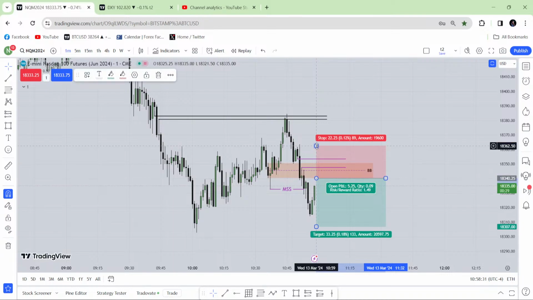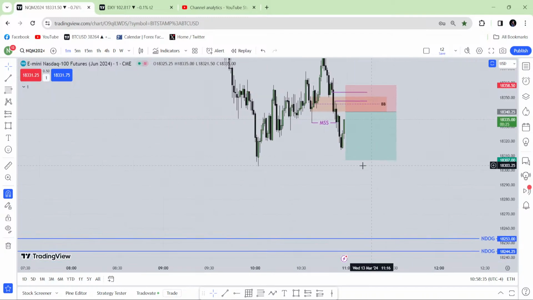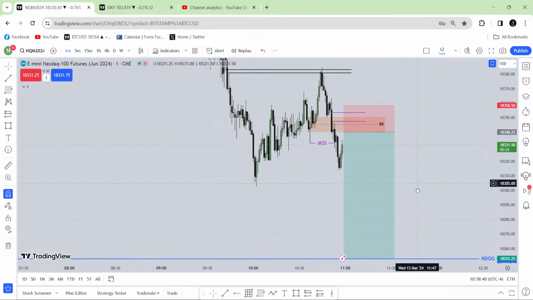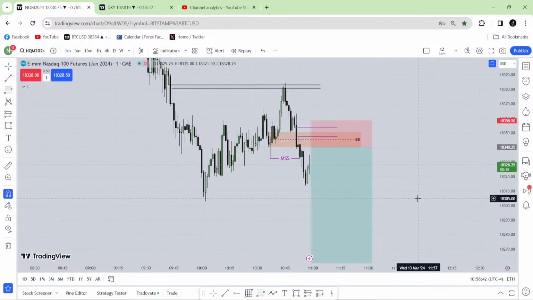Sorry, stop loss will cover this fair value gap. Your target will be here, the new day opening gap high, like that.